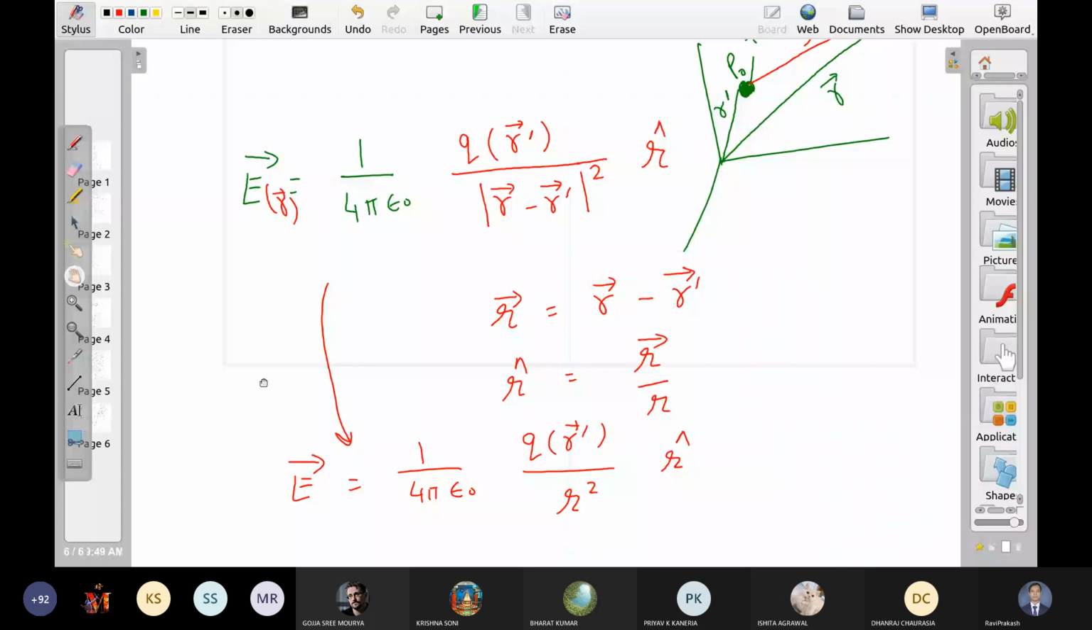What else is there in your syllabus? Okay, Gauss theorem.